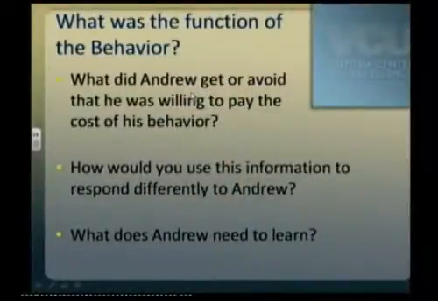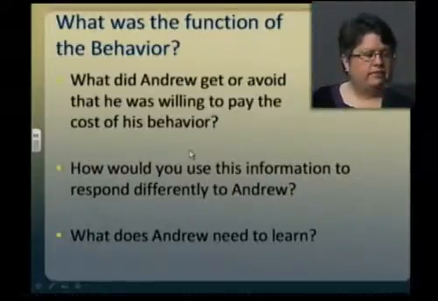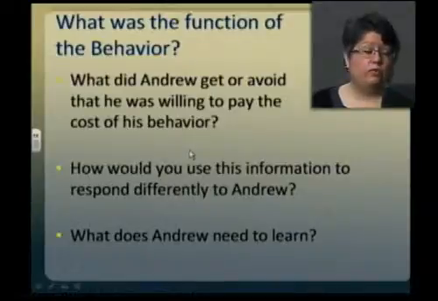And so with Andrew, we have two different sequences of behaviors. One functions to seek attention. The other functions to escape a task. So when you look at the question on this next slide, what did Andrew get or avoid that he was willing to pay the cost of his behavior? In the first sequence, he was seeking attention. In the second sequence, he was seeking to avoid work.